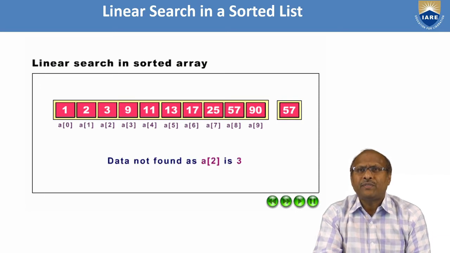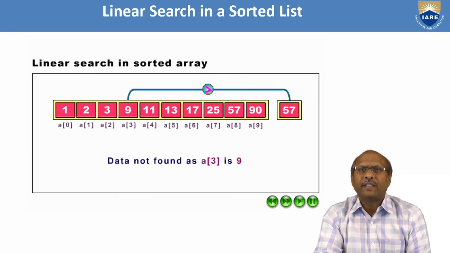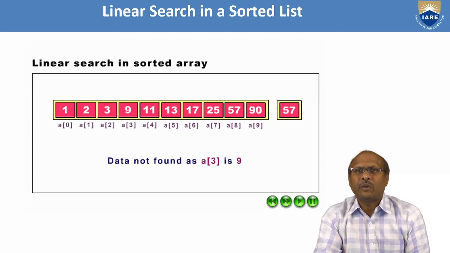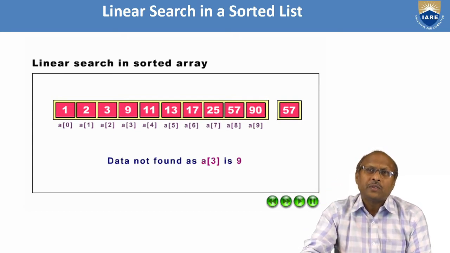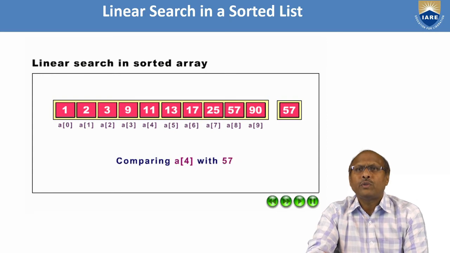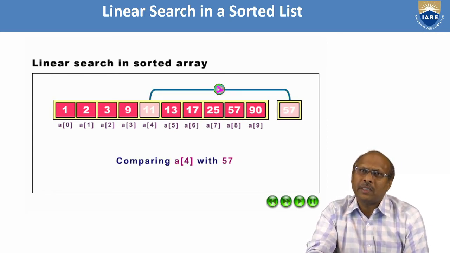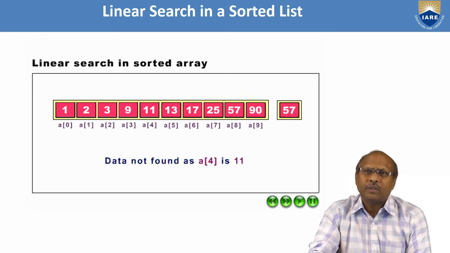Data not found in A of 2. If it is not found, then it will go to the next, A of 3. In A of 3 the value is 9, but our required value is 57. So 9 is not matching with 57, so not found. Then it will go to the next location, A of 4. In A of 4, my value is 11, but my required data is 57. So it is also not matching, so it is not found.